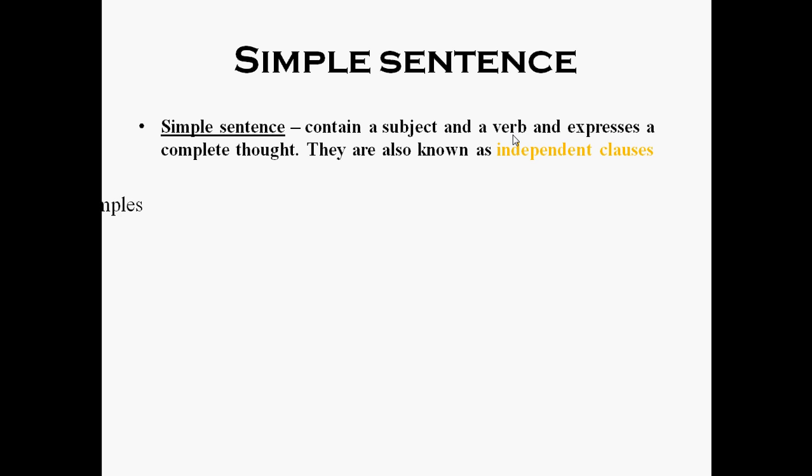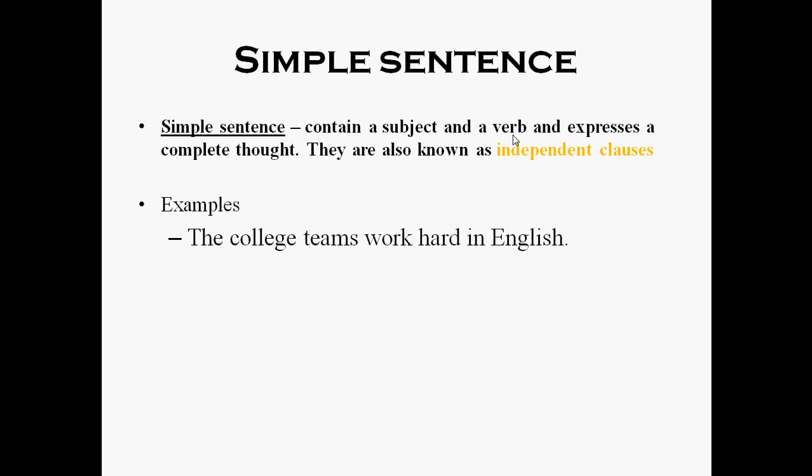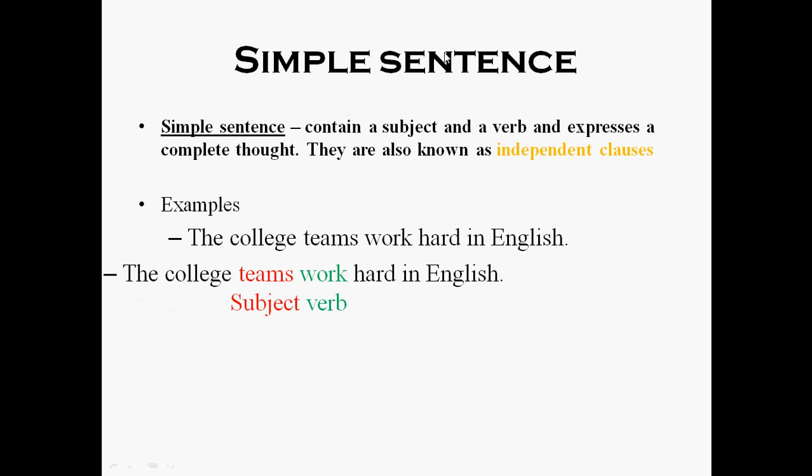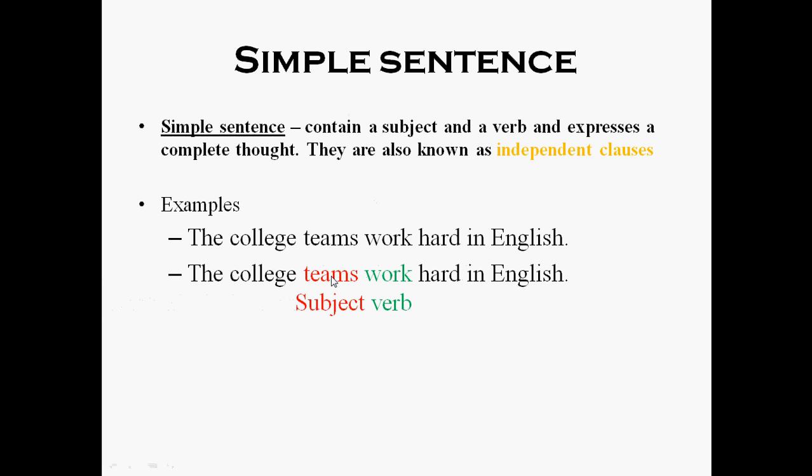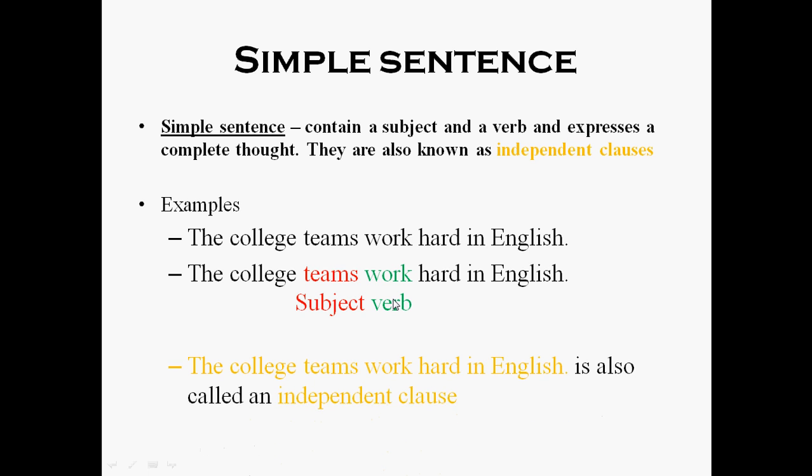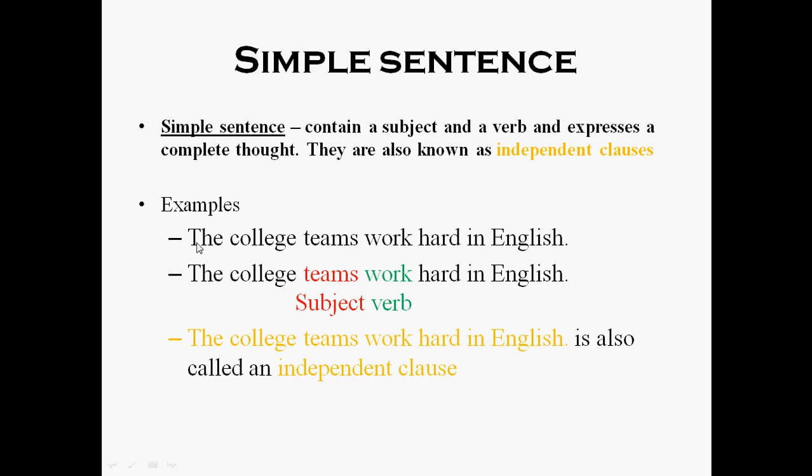It's a simple sentence. Some examples of simple sentences are, let's see, the college teams work hard in English. We have the subject, teams, and what they're doing. They're working. So subject and verb, it's a simple sentence. It has a complete thought. And this simple sentence is also an independent clause.